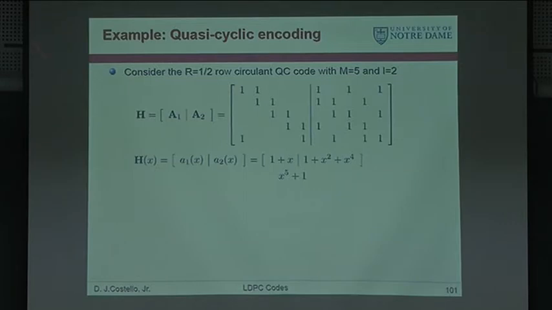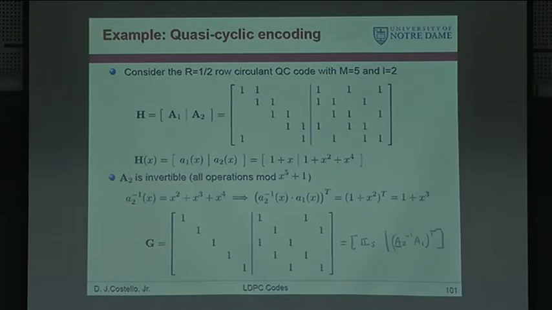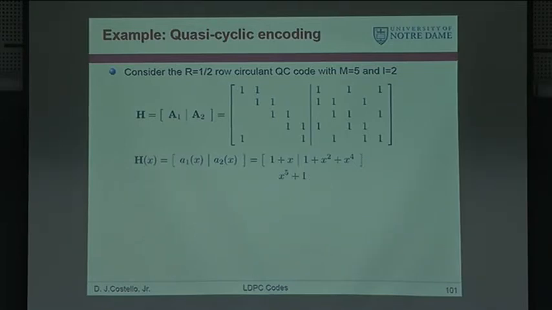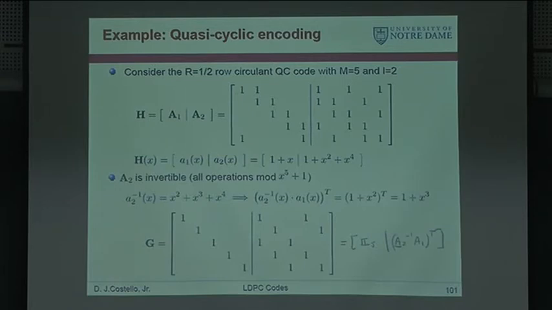So we could write the parity check matrix in polynomial form in this way if we want. Oh, somehow that x to the 5th plus 1 got in one animation too soon. Now, it turns out A2 is invertible, okay? So we can convert this to systematic form by multiplying this by its inverse, and then multiplying the inverse by this.